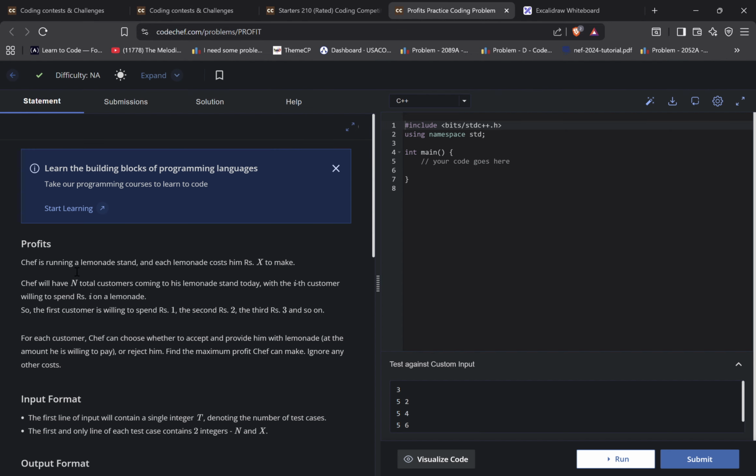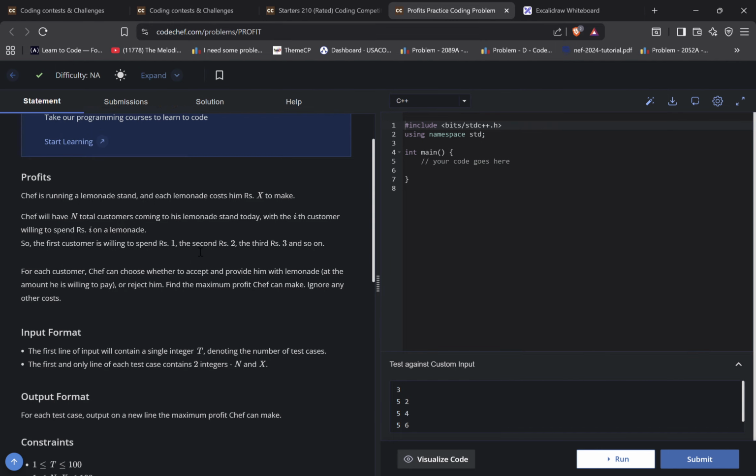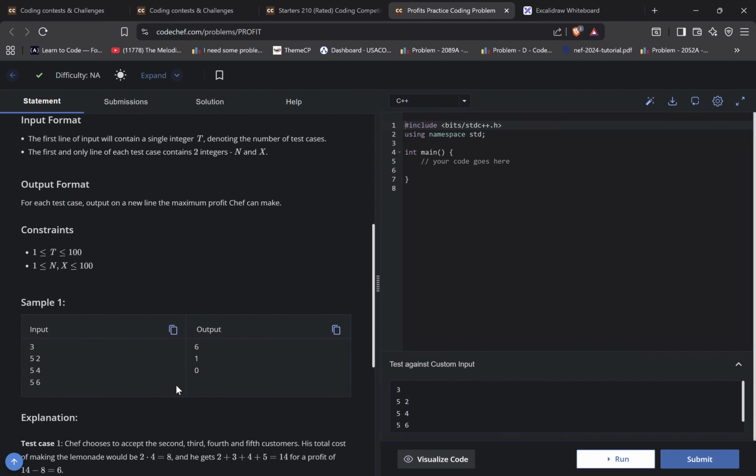Chef is running a lemonade stand. Each lemonade costs X rupees to make, and he has a total of N customers, and the ith customer will spend i rupees on one lemonade, and he wants to maximize his profit. Okay, so if somebody wants to maximize their profit, it means that they would prefer not to take a loss, and it is okay if you sell zero lemonades. Like here we see a test case where we are selling zero lemonades.